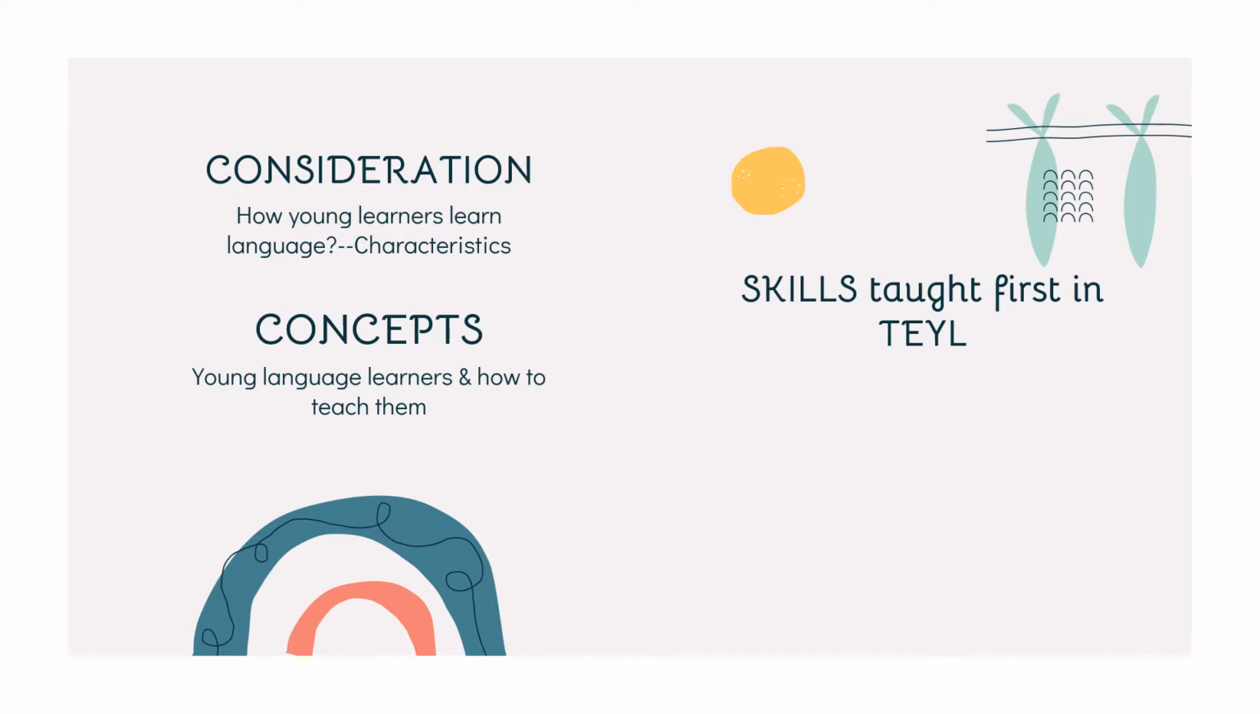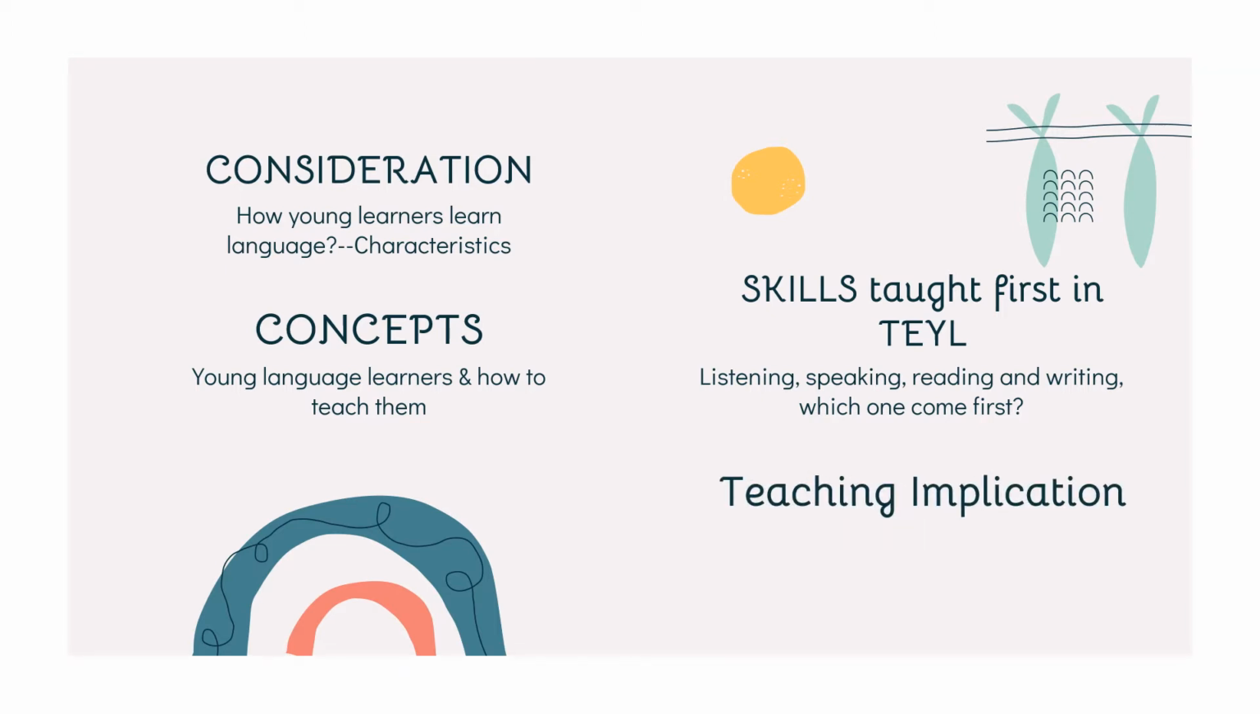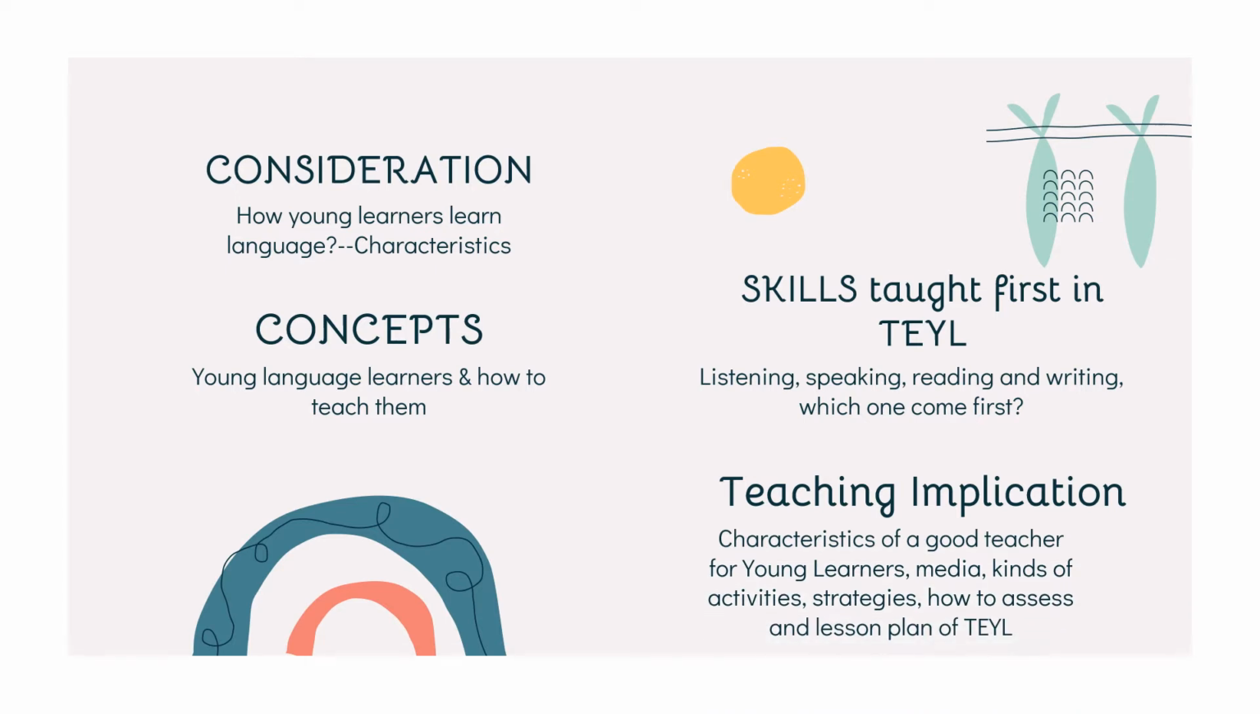Then for the further meeting, we talk about skills taught first. It relates to listening, speaking, reading, and writing. From those, which one comes first? Then we talk about teaching implication. In this part, you learn about the characteristics of a good teacher for young learners, media, kinds of activities, strategies, how to assess, and making a lesson plan of teaching English for young learners.